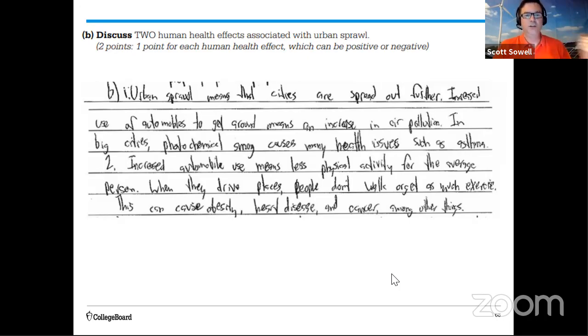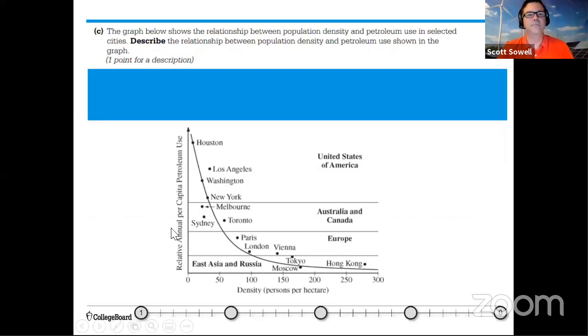Second one, increased automobile use means less physical activity for the average person. When they drive places, people don't walk or get as much exercise. This can cause obesity, heart disease, and cancer, among other things. So there's a good description of that shift in activity level.